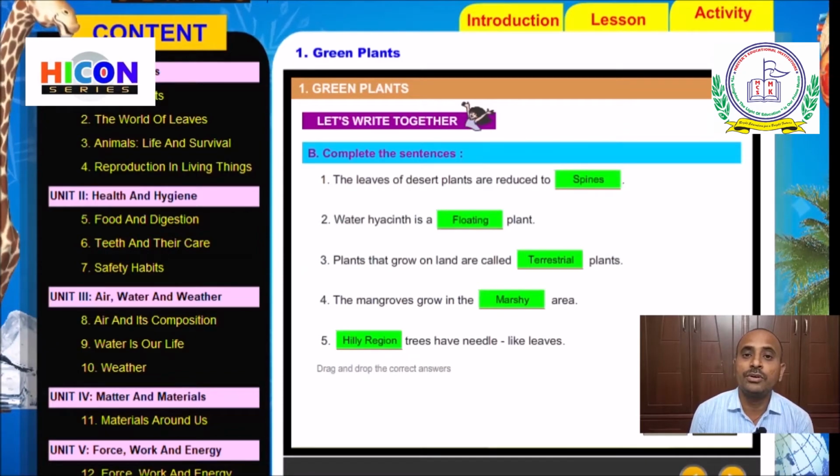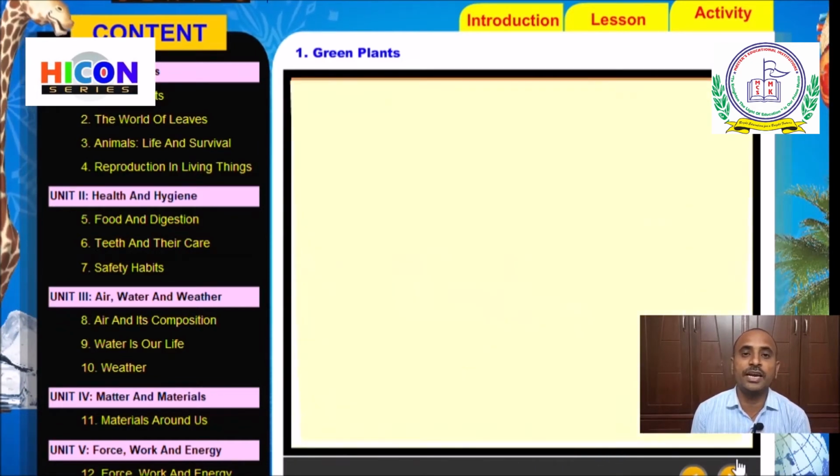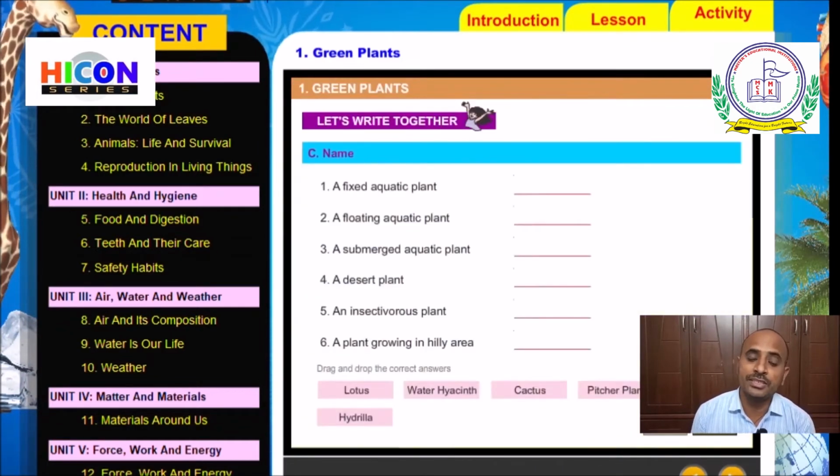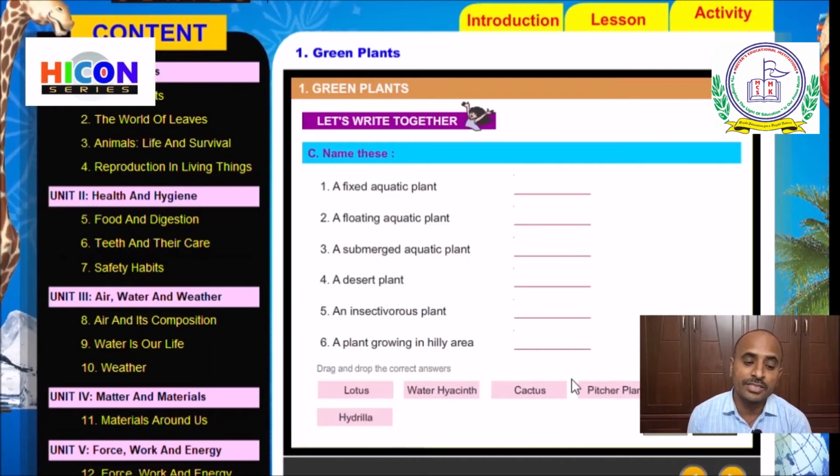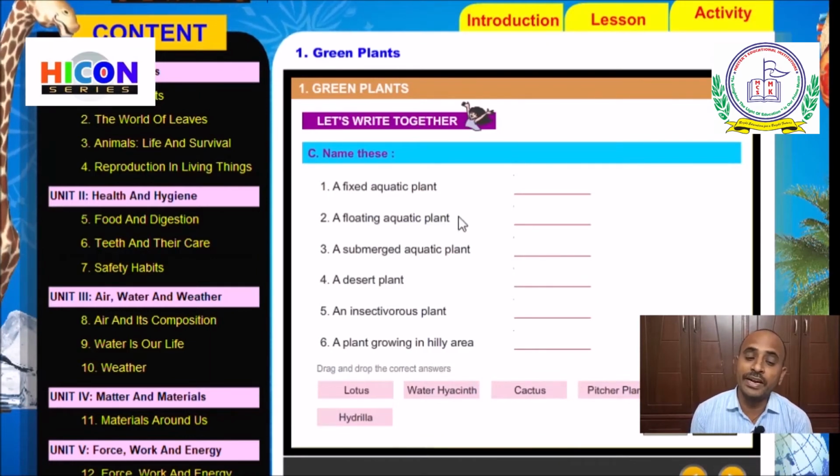So children, go to the next activity in the exercise part. The next activity is "Name these." We have to identify the names of some plants. They have given some sentences, and by reading those sentences, we have to identify the name of the plants.